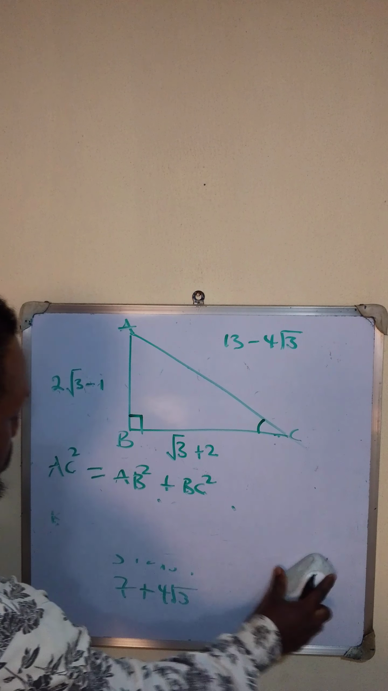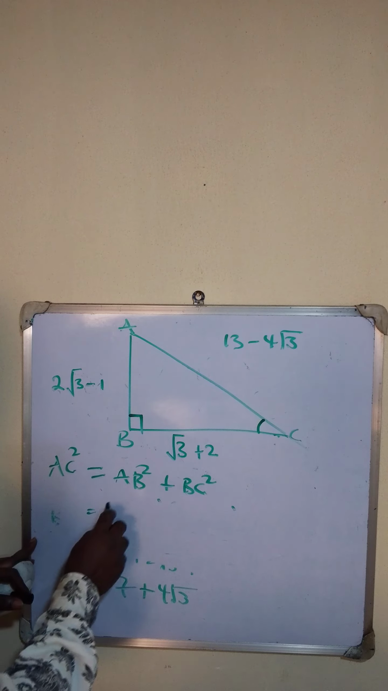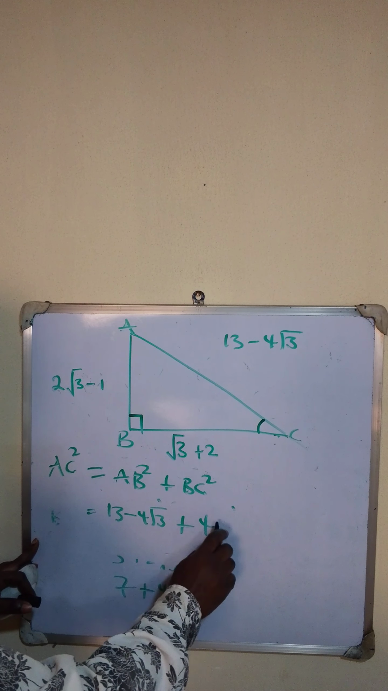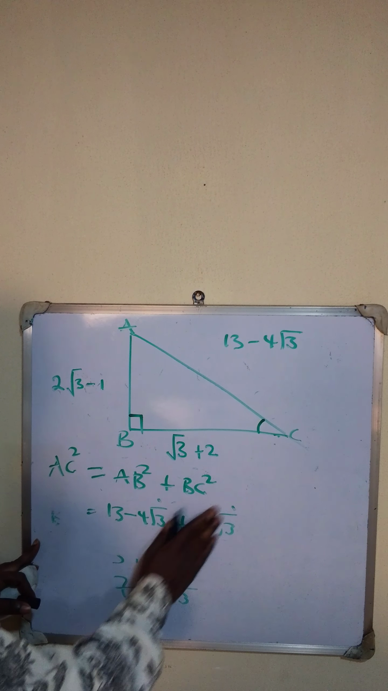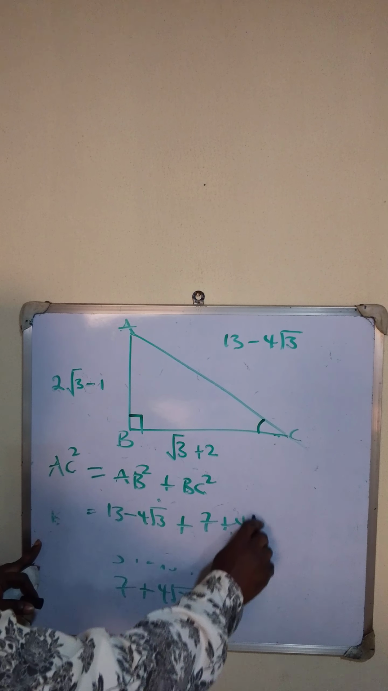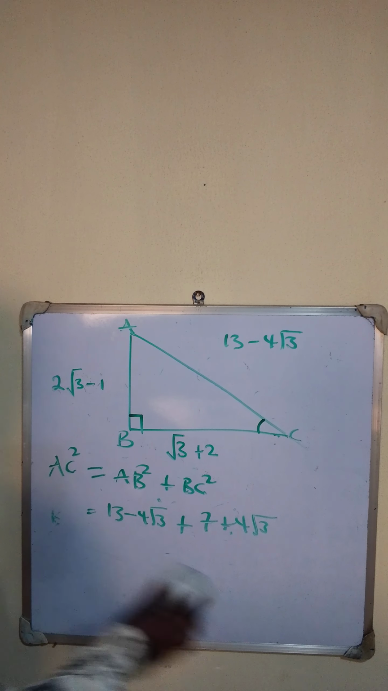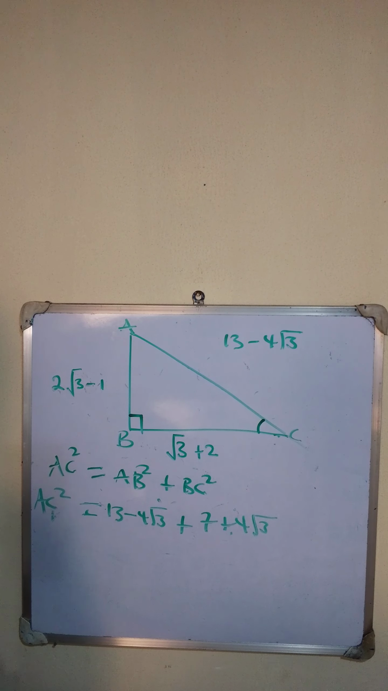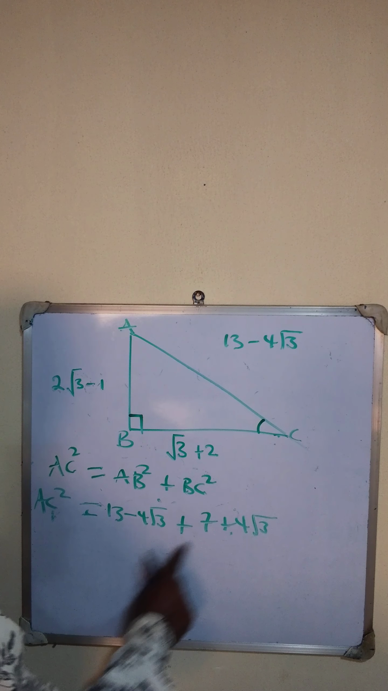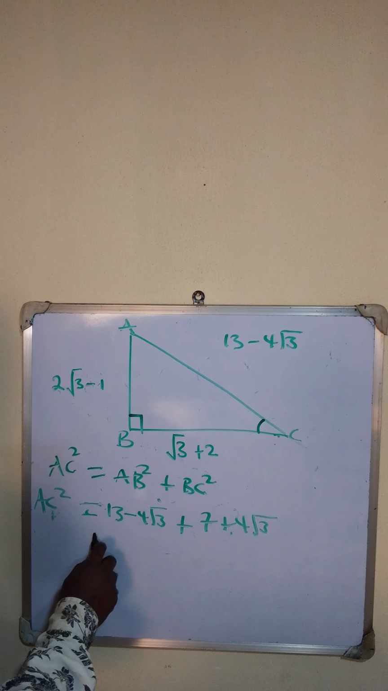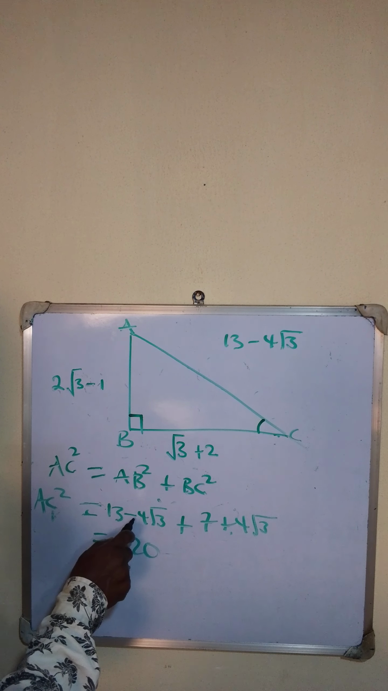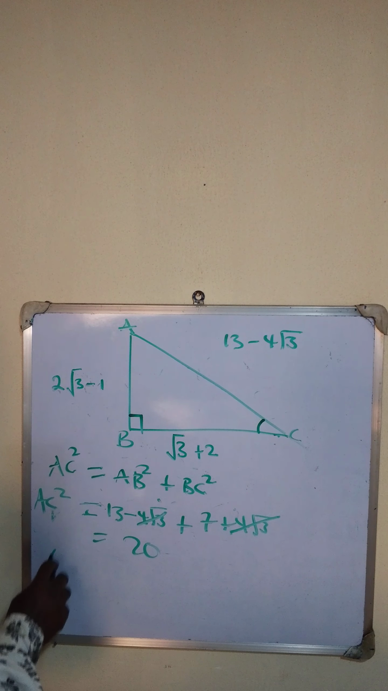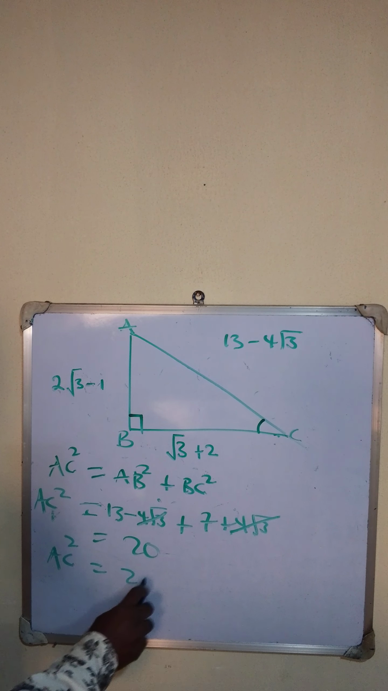So since our AB is 13 minus 4 root 3 plus our BC is 4 root 3. It's 7 plus 4 root 3. That's what BC is. So let us simplify now. So AC square. Let's simplify it now. 13 plus 7 will give us 20. Then minus 4 root 3 will remove plus 4 root 3. So you have your AC square equal 20.